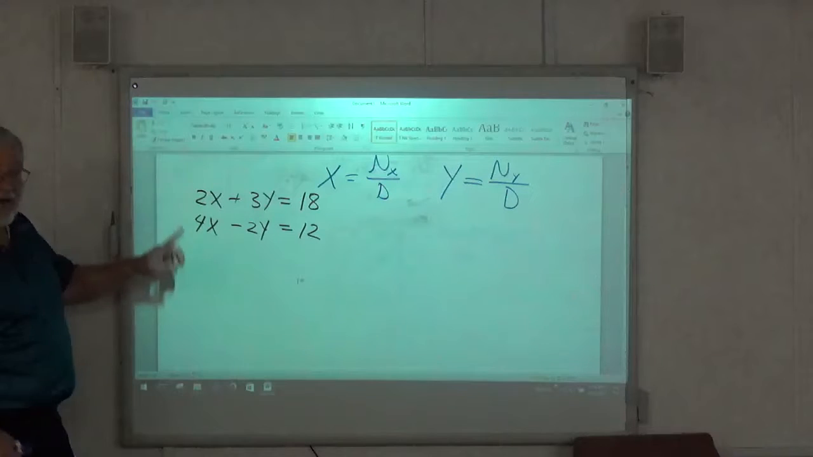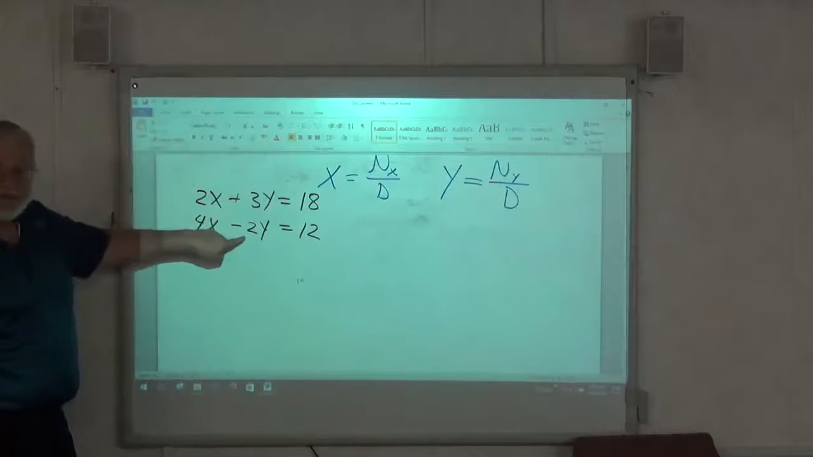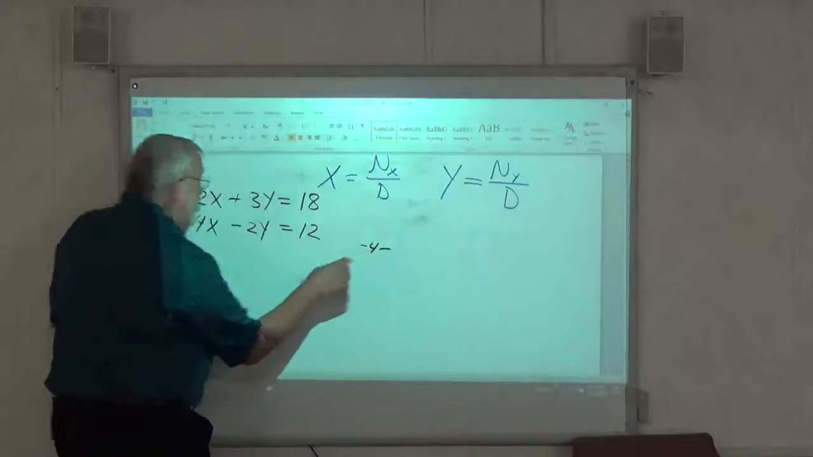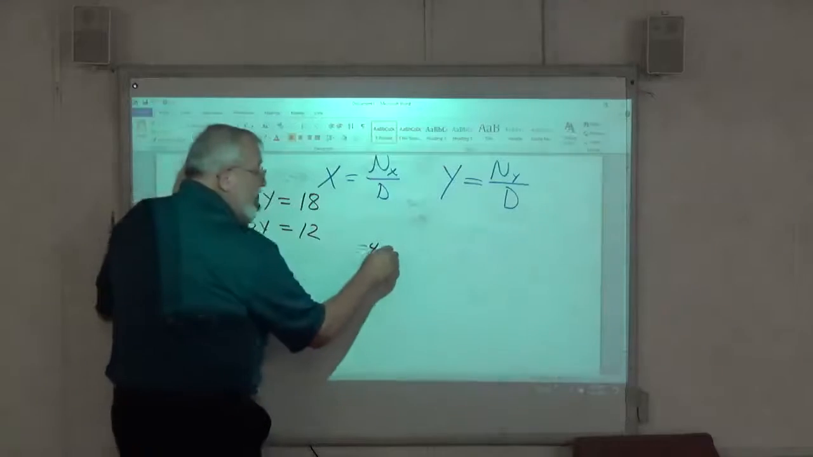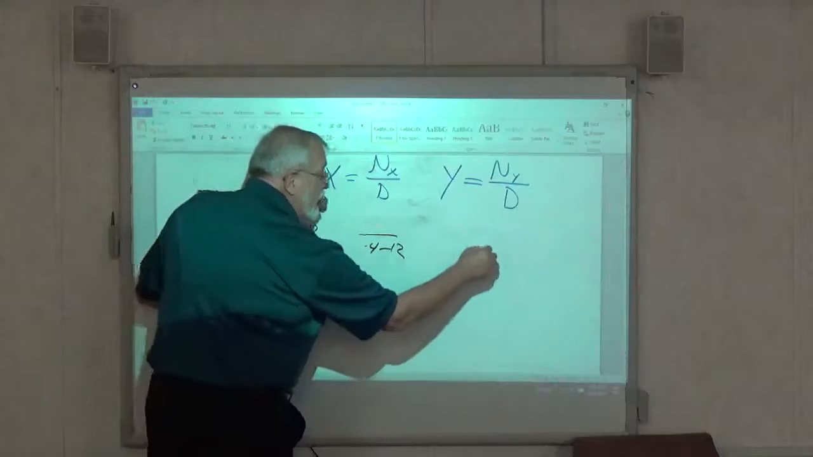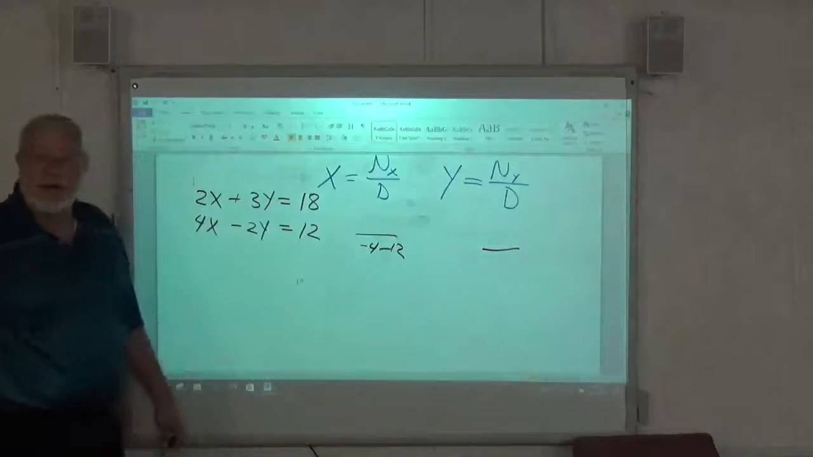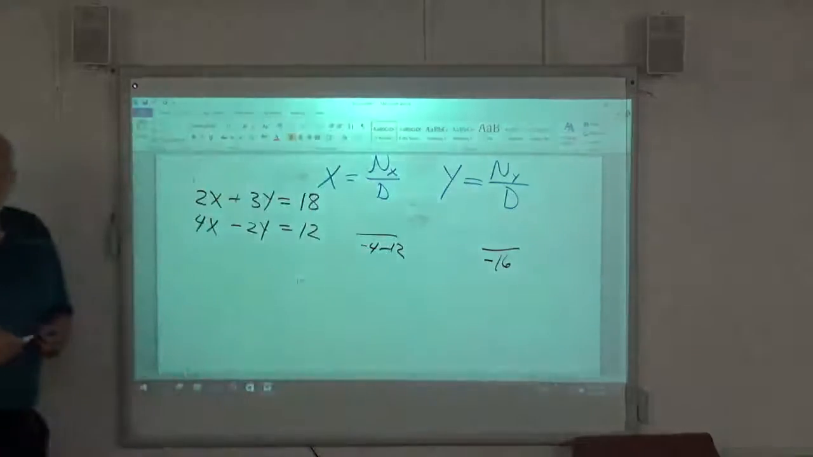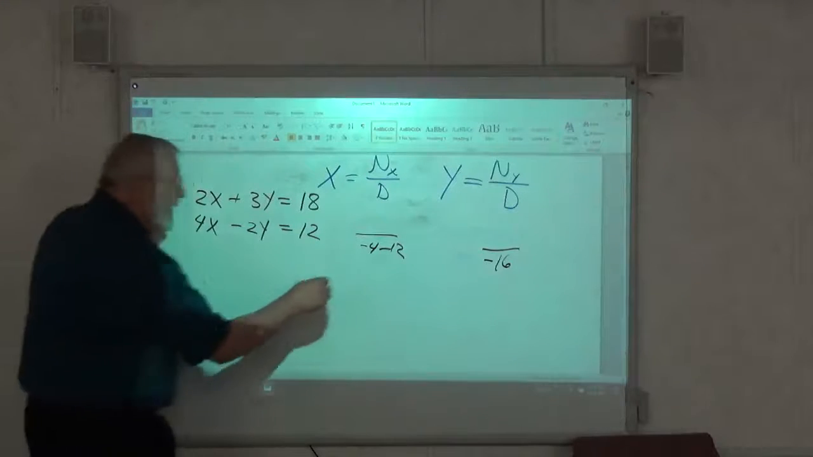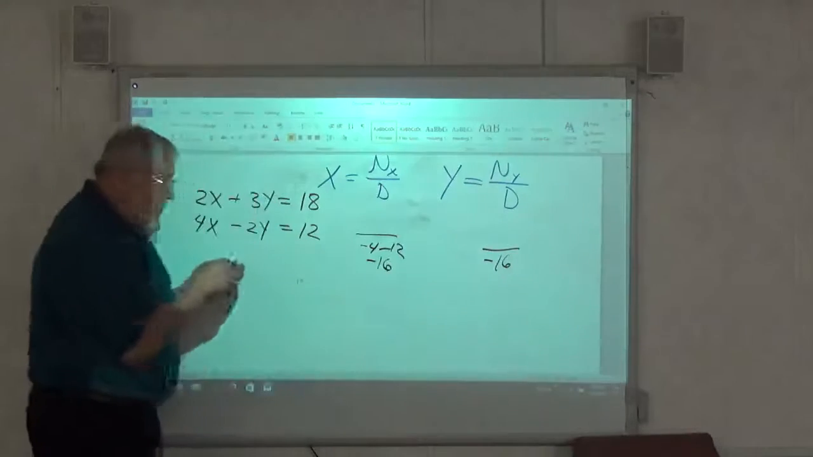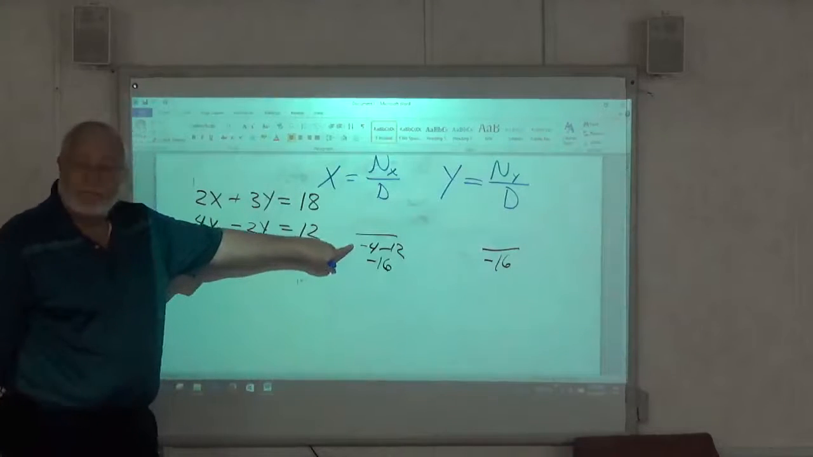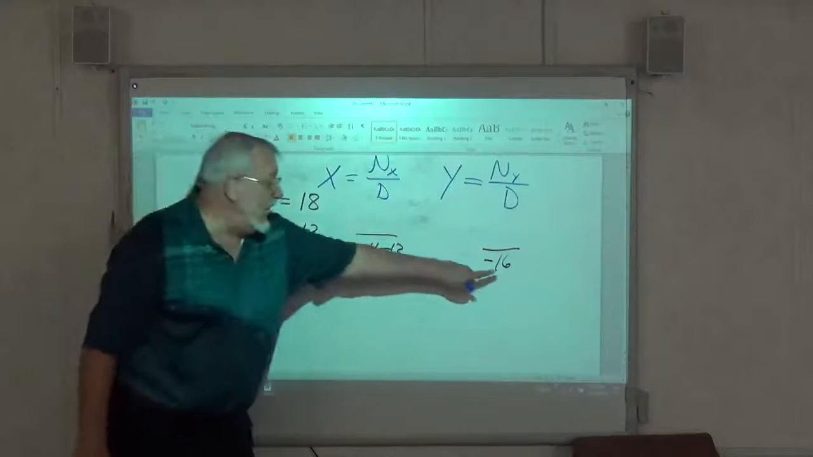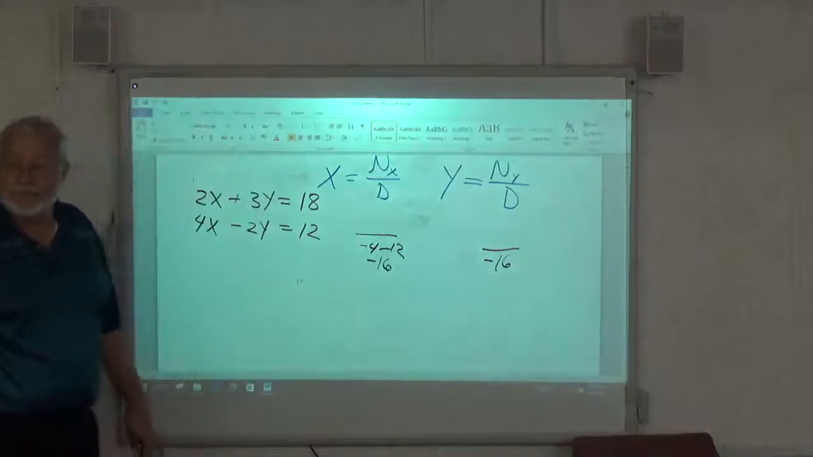So, what do I do? I take the diagonal. 2 times negative 2, negative 4, minus 4 times 3, 12. All right, what is negative 4 minus 12? Negative 16. And what I do is I put the math on the first one, I solve it in my head, and then I go ahead and write it down.